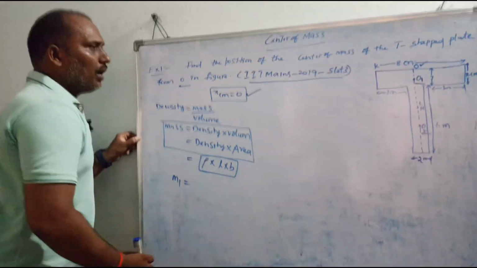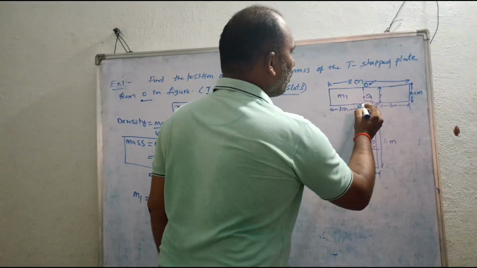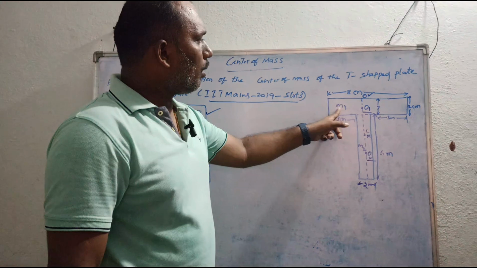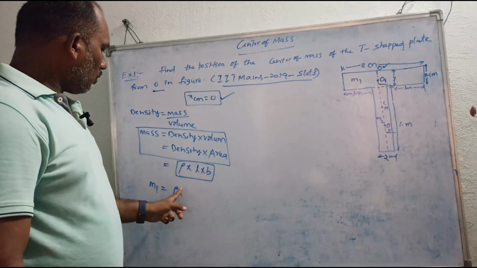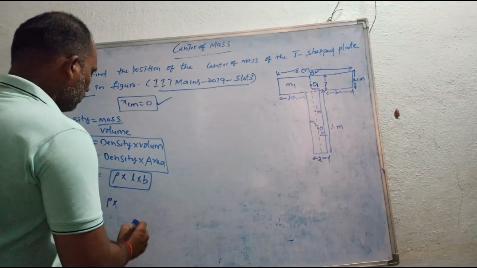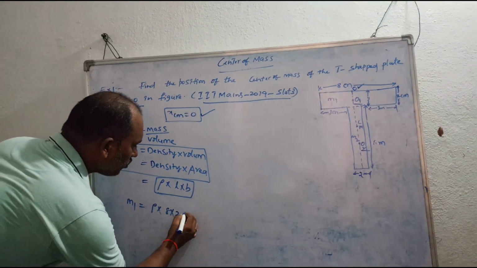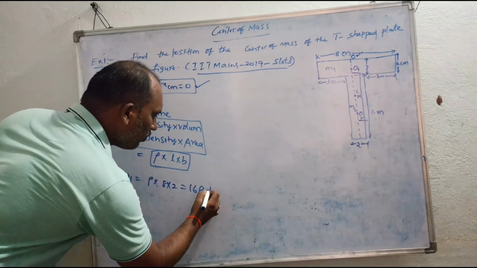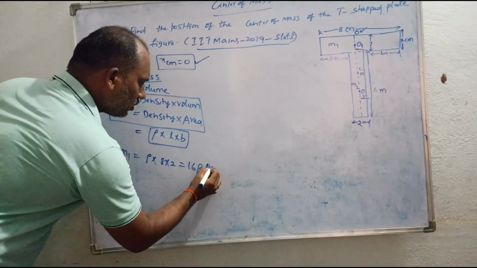So let us say I want to calculate M1. This is the box, this is the M1 part, and this is the M2 part. M1 means density rho into length, which is 8, into breadth, which is 2. So we get 16 rho, in kg.